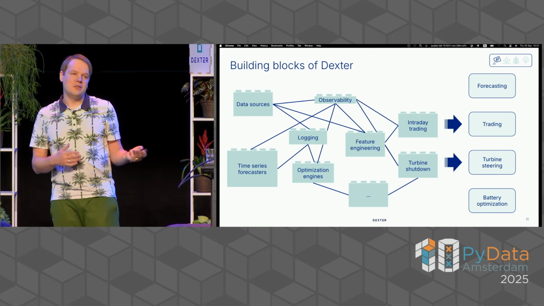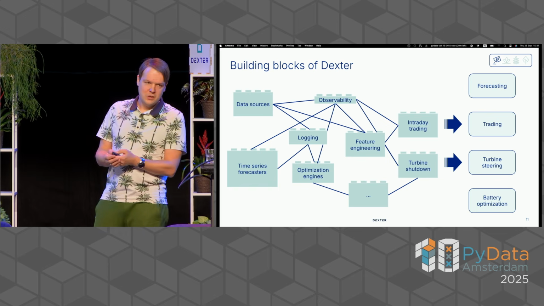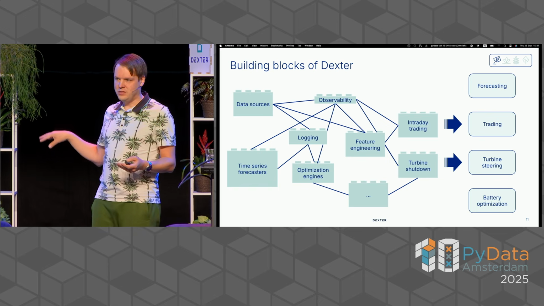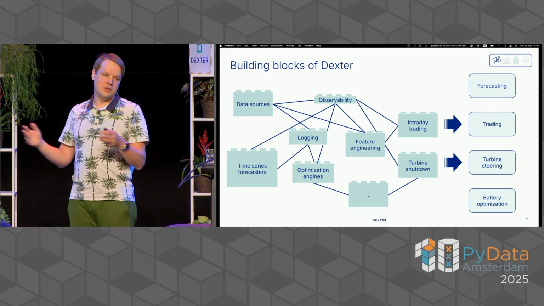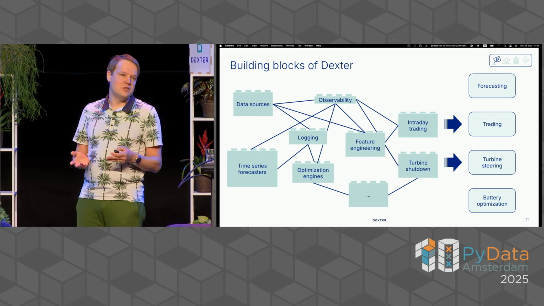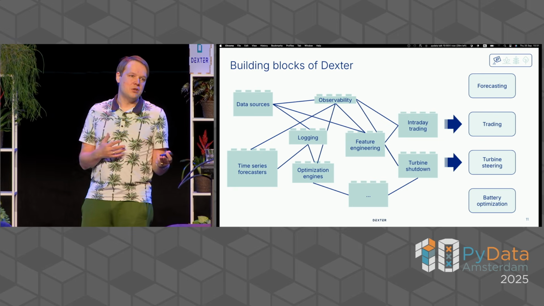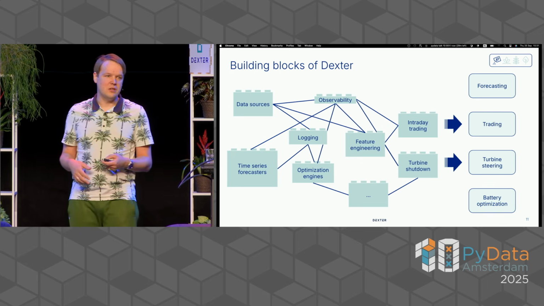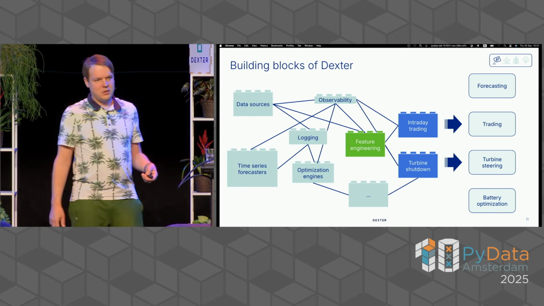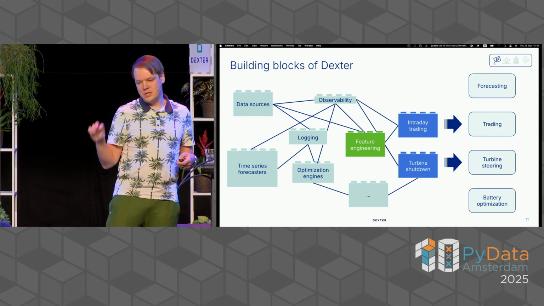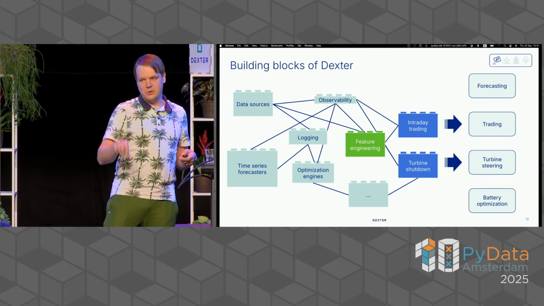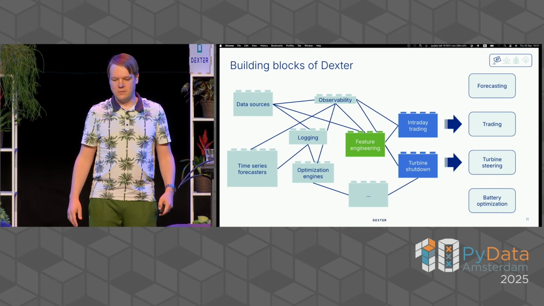So what happened in reality is I was working in the intraday trading team, my neighboring team was working on turbine shutdown logic, and we were both at the same time working on building up a better way of doing feature engineering. So that's where the idea got born that, hey, maybe we can do this together, maybe we can do that in one monorepo. So that's the use case I will be focusing on here. Those two teams that really want to build one common piece of code.